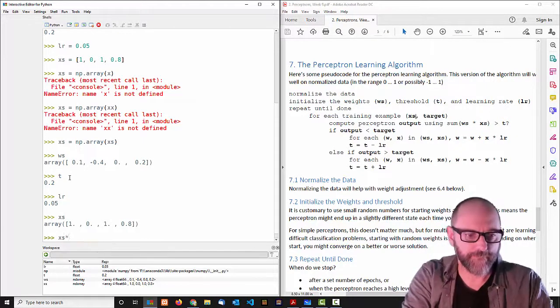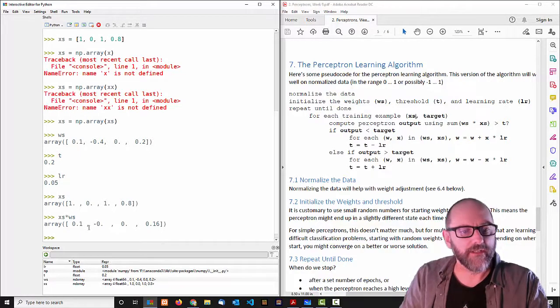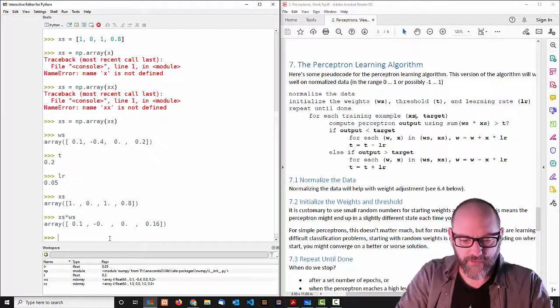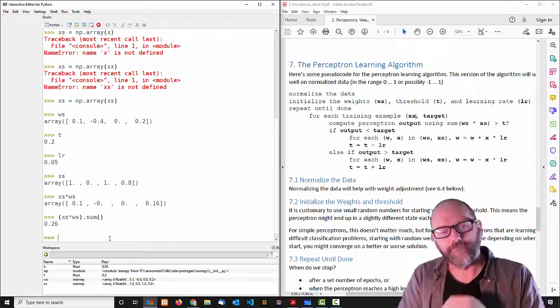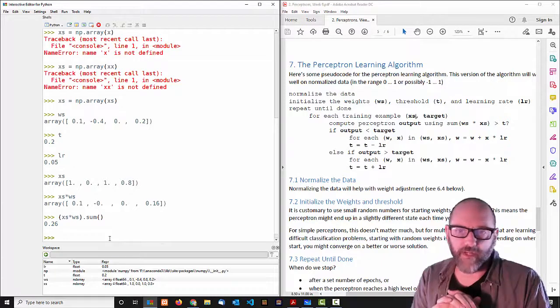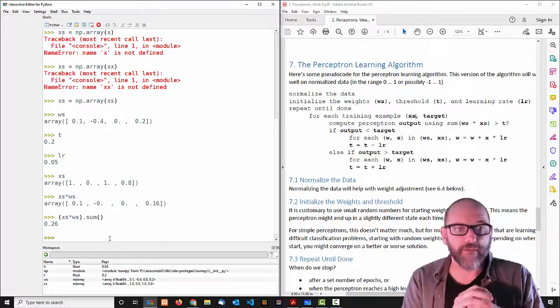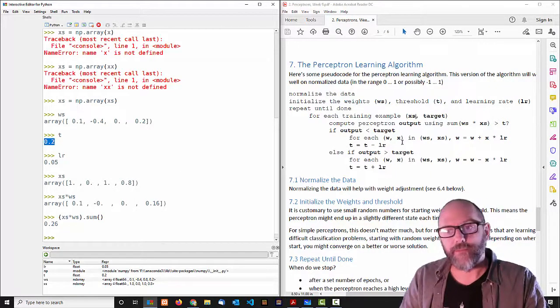Well, we multiply them, like that. And that does element by element multiplication, which is exactly what we want. So we don't have to use a loop for this or anything like that. And then what we really need to find out the activation is the sum of that. So there you go: x's times the w's, get the sum. That's your activation. If it's greater than the threshold, which it is, so you can see our activation is 0.26, the threshold is 0.2, that means our output is 1. So then you set the output.